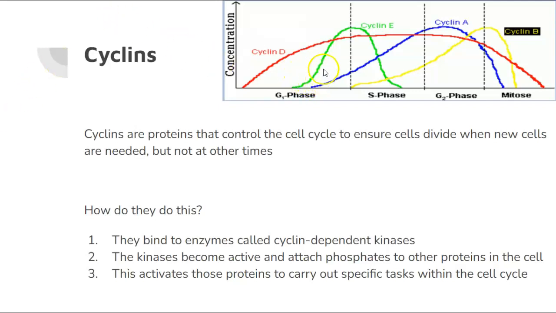So when cyclin E hits this peak, then we're going to move into our next phase. When cyclin A hits its peak, then we're going to start this other process. We're starting our checkpoints. When cyclin B peaks, now we're going into division. So these cyclins have specific jobs and they're looking for specific enzymes so that they can start the process.